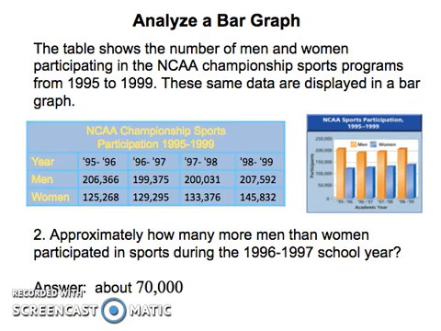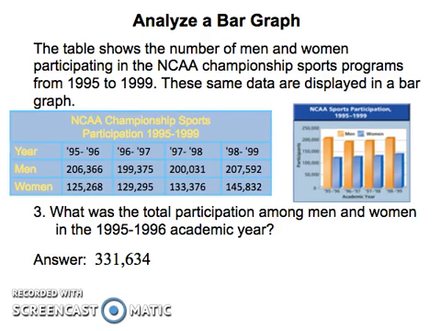Another question, how many more men than women participated in sports during the 96-97 school year? You can either look at your data table here. This will give you a more accurate estimate. You could also look at this on your graph. Okay, see, men, that's about 200,000. Women are in blue. That's about 130,000. Okay, 200 minus 130 is about 70,000. Very close to what we had here in our data table.